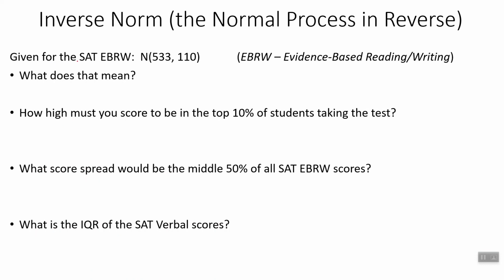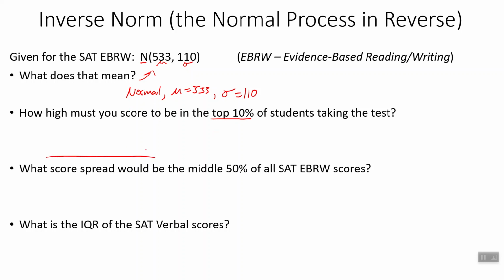So given for the SAT EBRW, I guess is how we pronounce that nowadays. That's the evidence-based reading and writing. When I was a kid, we just called it the verbal section. It's a normal distribution with a mean of 533 and a standard deviation of 110. That's what this means. So it's normal, mean 533, standard deviation 110. How high must you score to be in the top 10% of students taking the test?